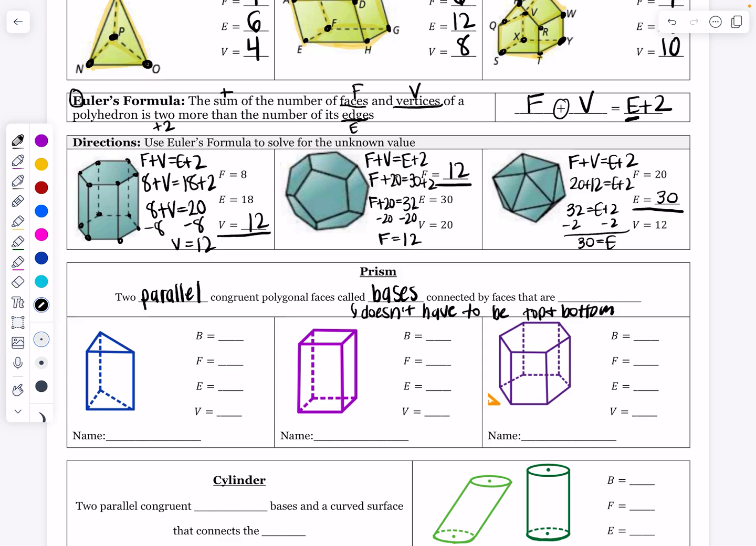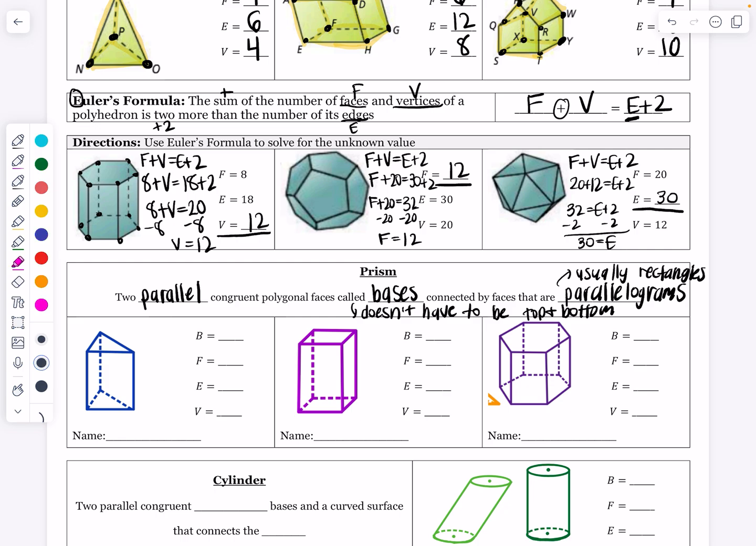Connected by faces that are going to be parallelograms. Most of the shapes that we are going to look at are going to be rectangles. So it's usually going to be rectangles. Not always, but the prisms we study are going to be made up of rectangular walls. So when we talk about the walls, that's what I'm talking about. Okay, so how do I know that these shapes are going to be prisms? It's because they have 2 congruent parallel faces.